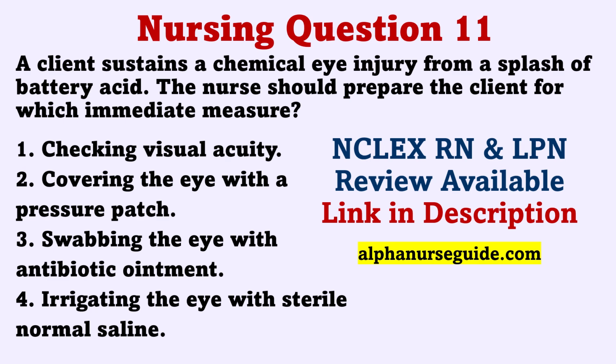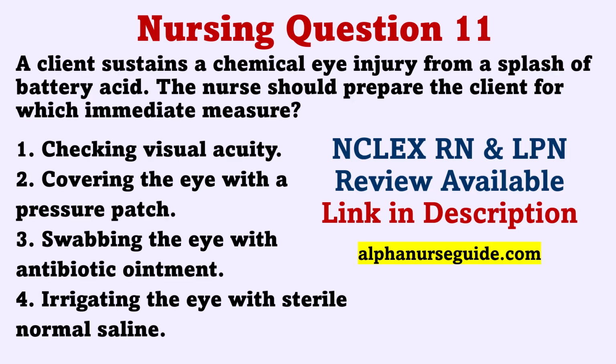A client sustains a chemical eye injury from a splash of battery acid. The nurse should prepare the client for which immediate measure? 1. Checking visual acuity. 2. Covering the eye with a pressure patch. 3. Swabbing the eye with antibiotic ointment. 4. Irrigating the eye with sterile normal saline.